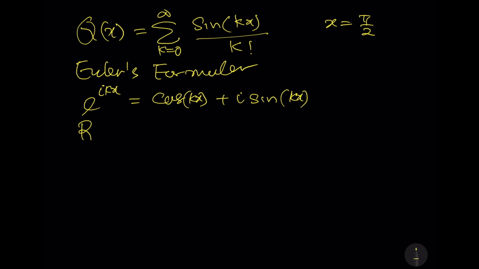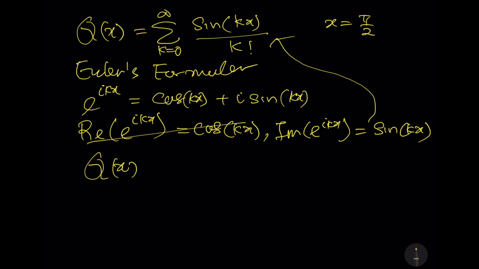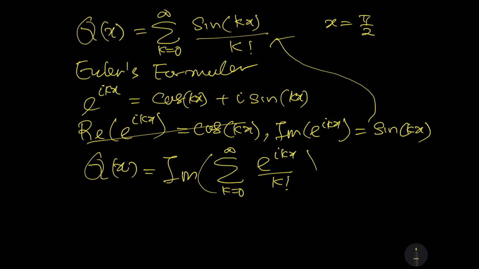This equation gives us a complex number, where the real part equals cos kx, and the imaginary part equals sin kx. In this video, we only deal with the sin kx, so the real part is never used. Replace the imaginary part into the equation. We have the new Q(x) equals the imaginary part of the sum from k equals 0 to infinity of e to the power i kx divided by k factorial.